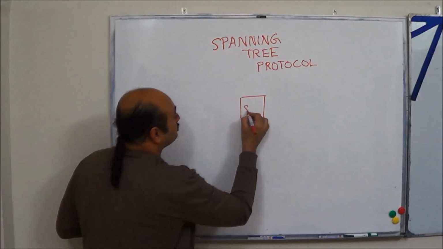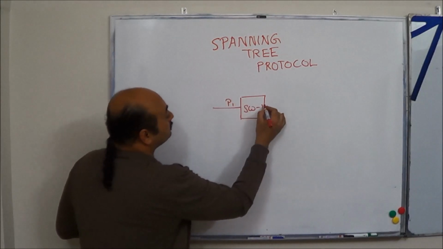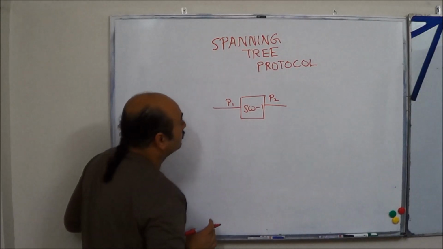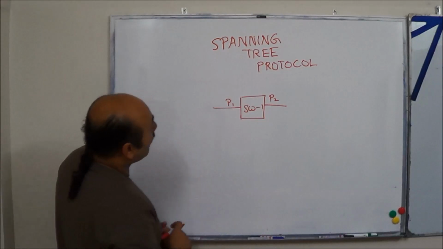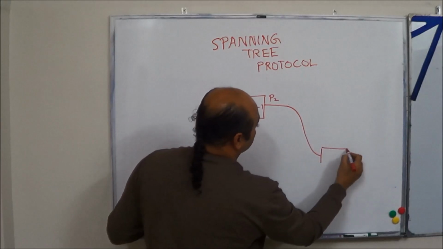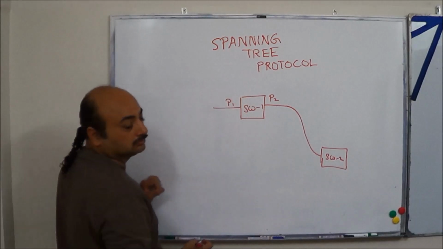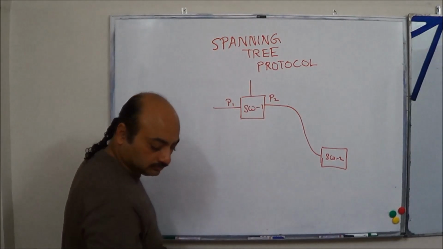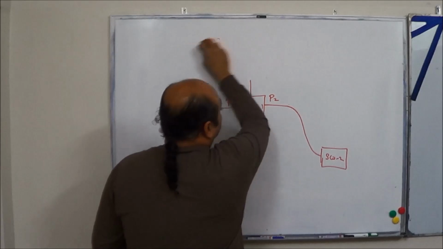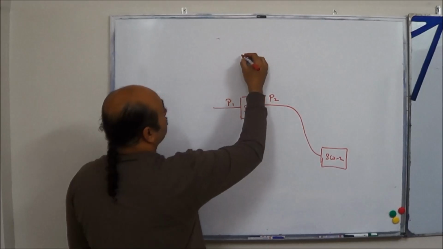Switch 1. How many ports? Port P1, port P2. This is further connected to another switch, Switch 2. What is here? On port P3, we have a PC.